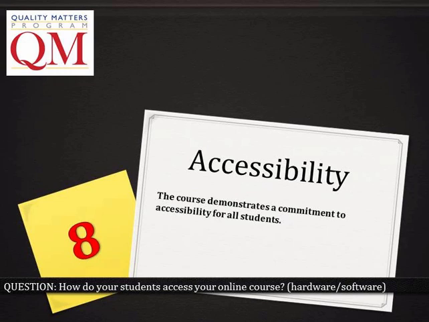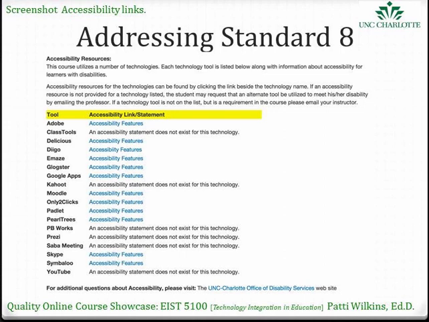And another accessibility link, again, let me go back here. I'm trying to rush through because I'm looking at the time. I want to make sure we get to see the course and you get to ask questions. How do your students access your course again? What hardware and software? And so here's a screenshot of the different tools that we use. Those that don't have accessibility links, as long as you show that in your standards here, you are okay with Quality Matters. But those that do have accessibility links, you provide them for them.